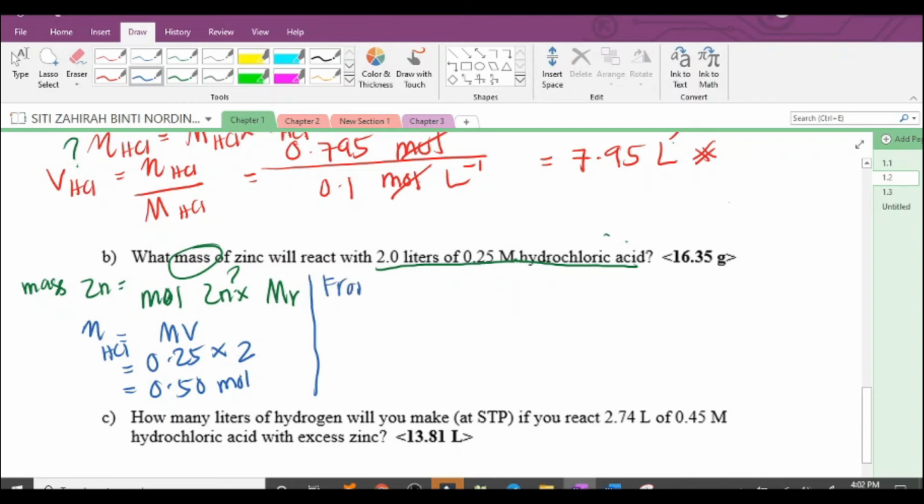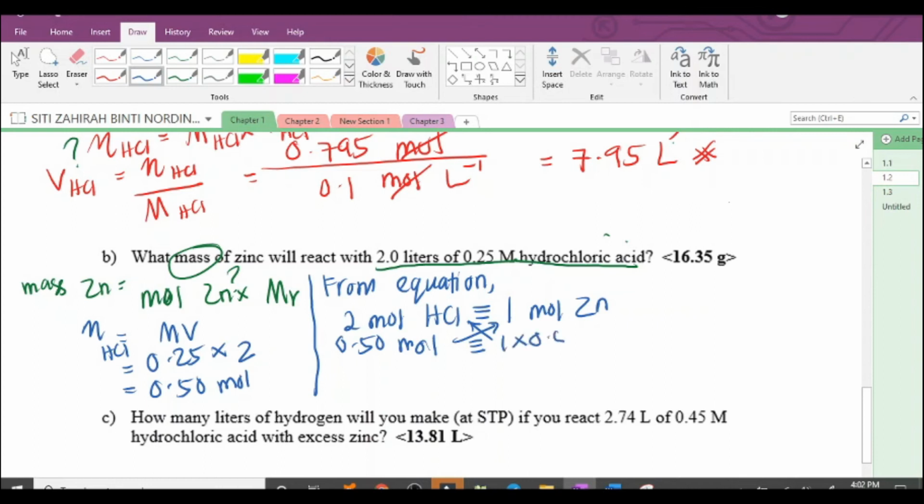Now compare the mole of HCl with the zinc. From the equation, 2 mole of HCl is equivalent to 1 mole of zinc. So we've got 0.50 mole, which is equivalent to, do a cross multiplication, and you've got 1 times 0.50 divided by 2, 0.25 mole of zinc.